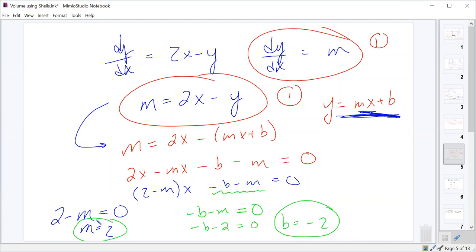I don't think it asked for the equation, it just asked for the answer, which the final answer of both those numbers is worth 1 more point. The equation itself would be y equals 2x minus 2.